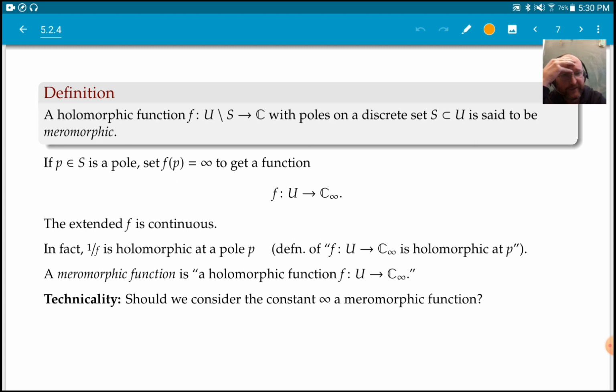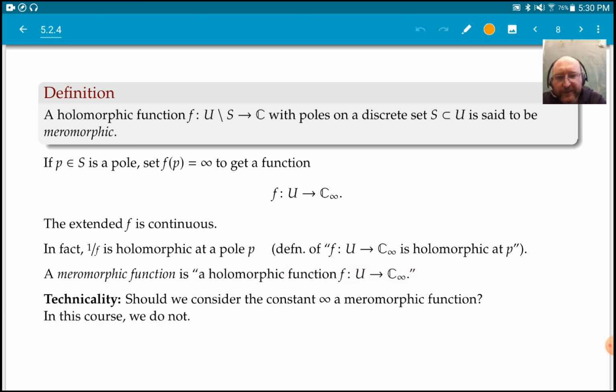If a function is just constantly infinity, so it's not a holomorphic function with poles, it's just identically infinity, is that a meromorphic function? Now, if we said a meromorphic function is the same thing as a holomorphic function valued in the Riemann sphere, yeah, that's a perfectly fine holomorphic function.